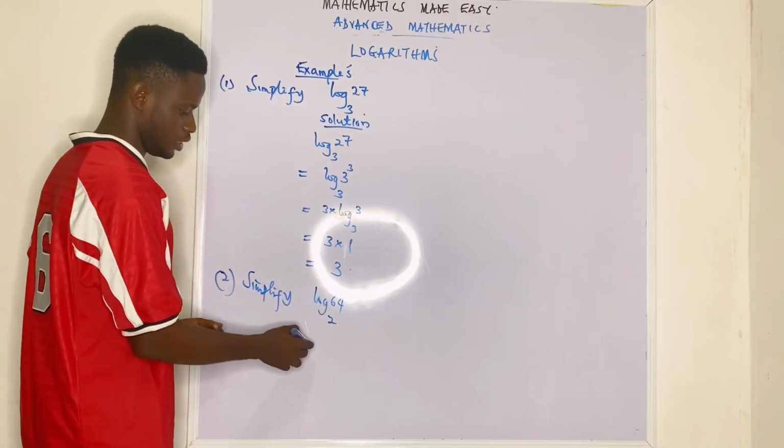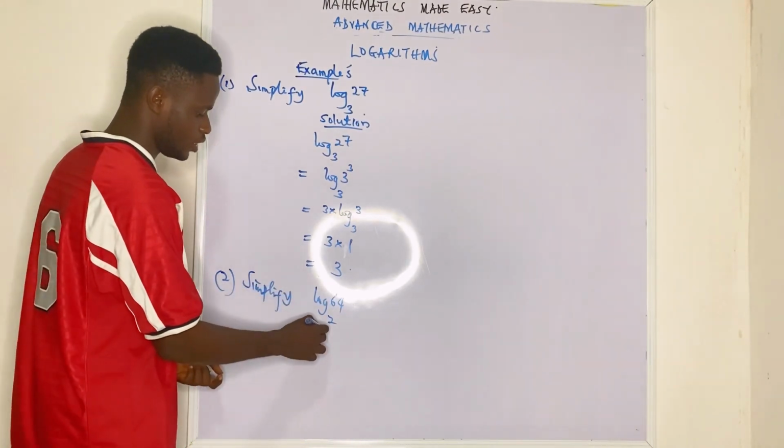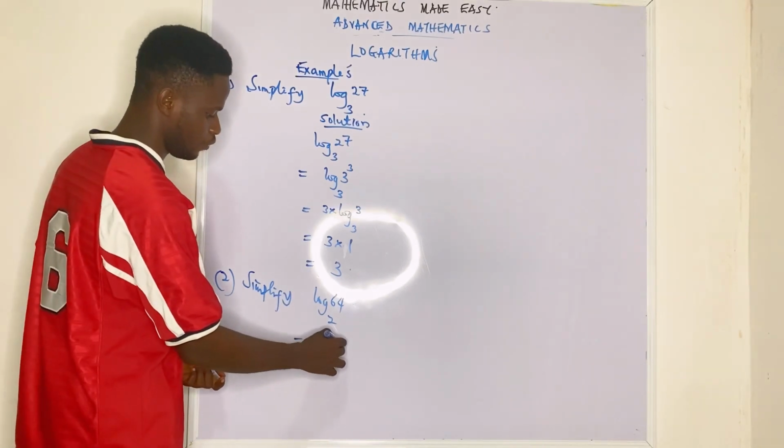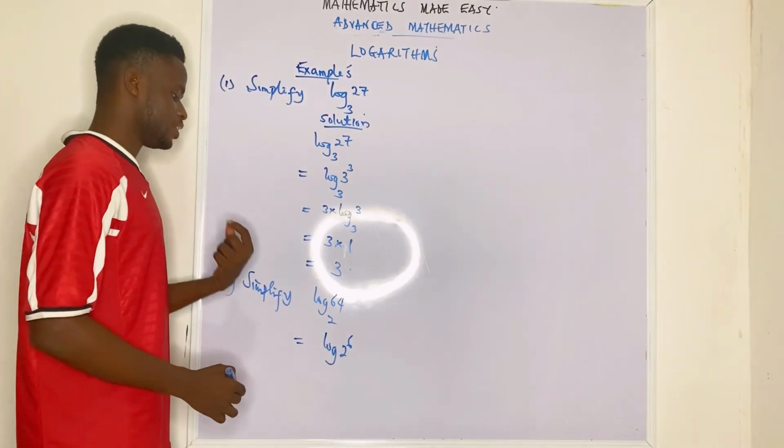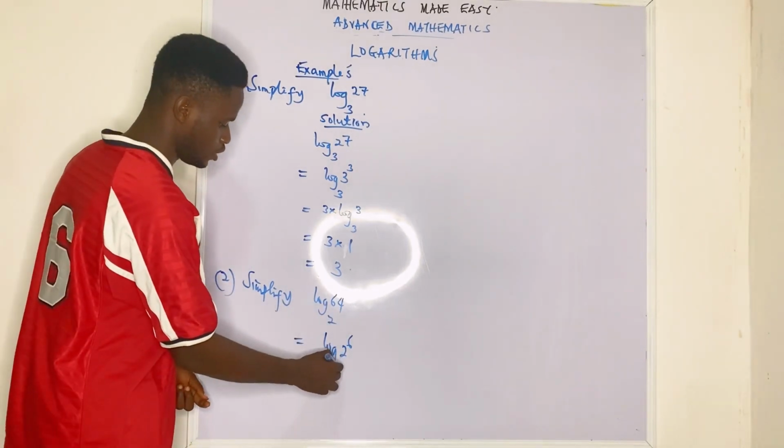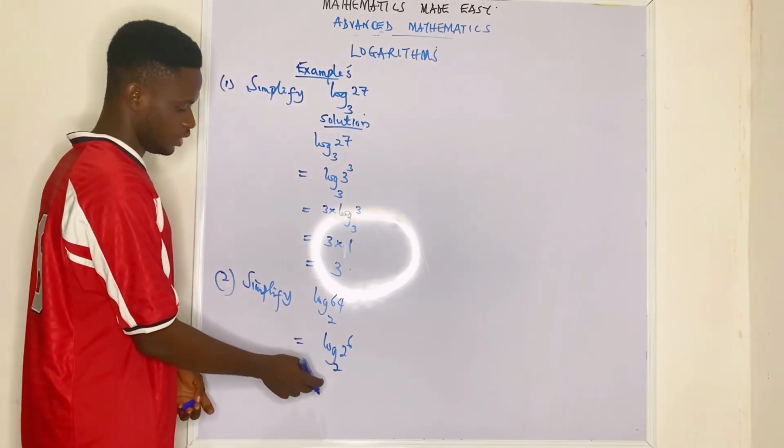64 base 2. It's easy to solve. Just condense 64. So what's 64? 64 is 2 raised to power 6. So multiply itself 6 times to give us 64. So we have condensed to be of the same base now. Can you see that now?